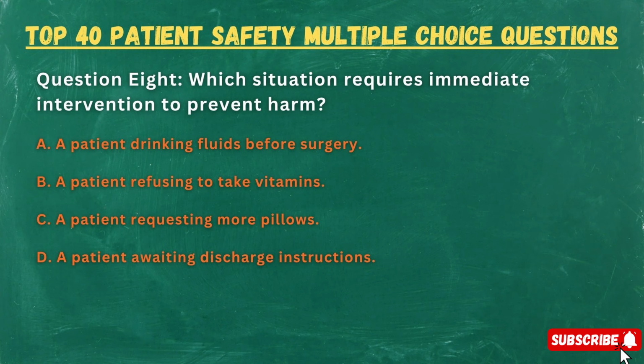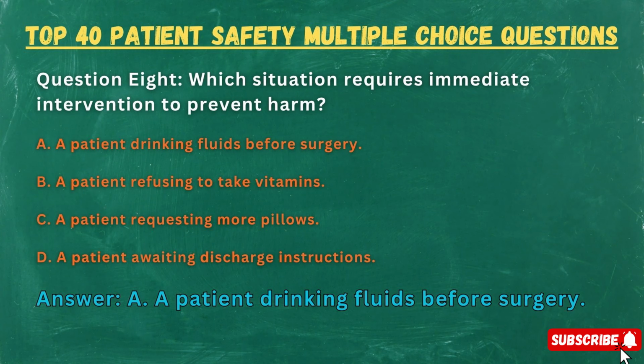Question 8. Which situation requires immediate intervention to prevent harm? A. A patient drinking fluids before surgery. B. A patient refusing to take vitamins. C. A patient requesting more pillows. D. A patient awaiting discharge instructions. Answer. A. A patient drinking fluids before surgery.